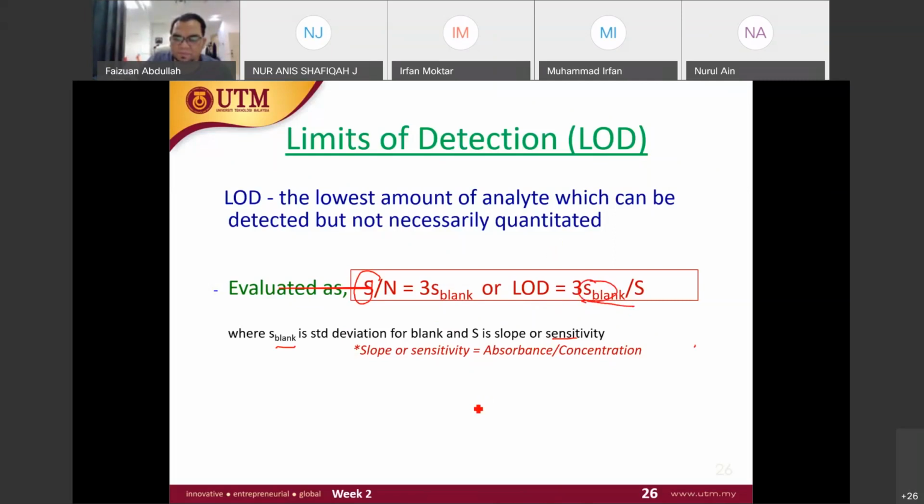We analyze the blank. For example, our blank is distilled water. So we have the standard deviation for the distilled water concentration, times 3. So 3 times the standard deviation of the blank divided by the slope, absorbance versus absorbance divided by concentration, so that we have the LOD, the limit of detection.